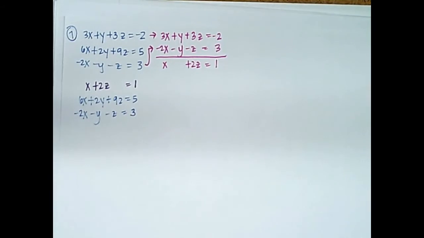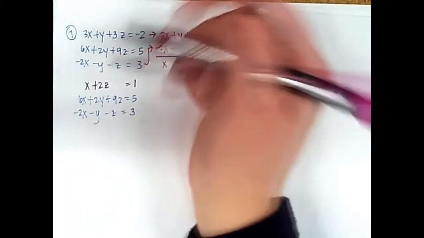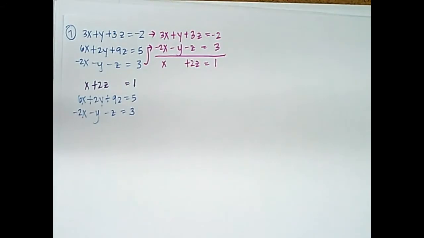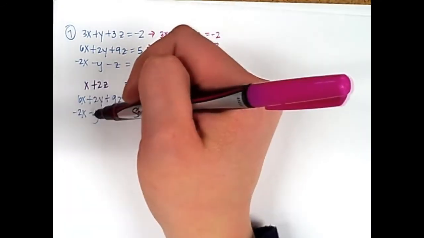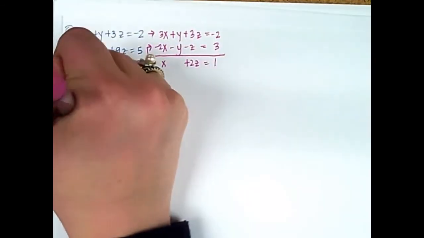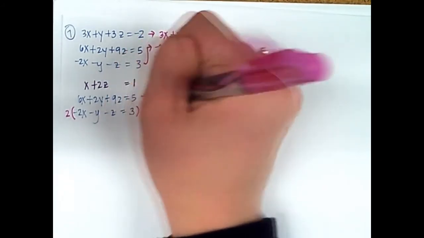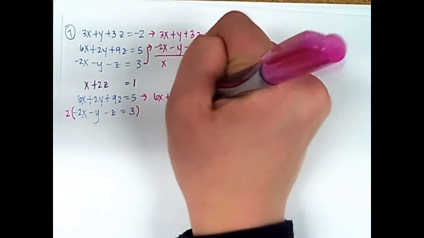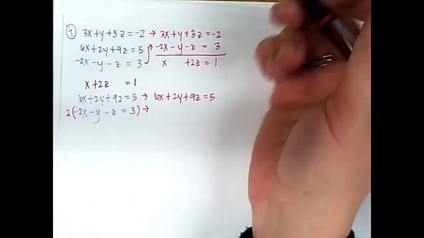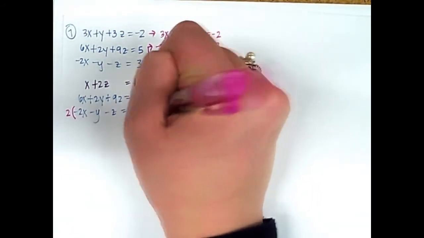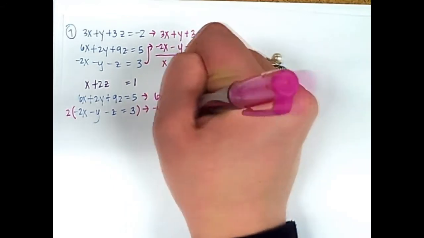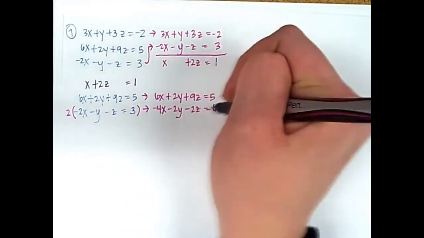Okay, so now I have one equation with an x and a z. So that means that now I want to get another equation with just an x and a z. So what I want to do is eliminate my y's again. So I have 2 and negative 1. So that means I want to multiply my bottom equation by 2. So the top one's going to stay the same, 6x plus 2y plus 9z equals 5. And then my bottom one's going to multiply through. Remember, multiply everything through. So negative 4x minus 2y minus 2z equals 6.